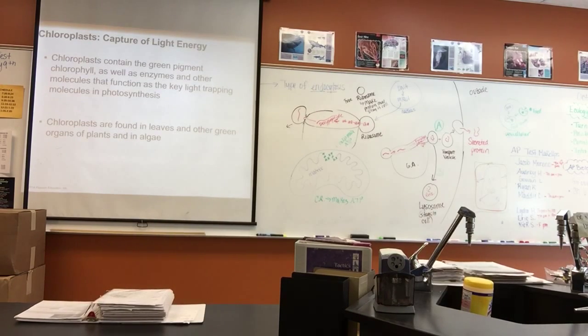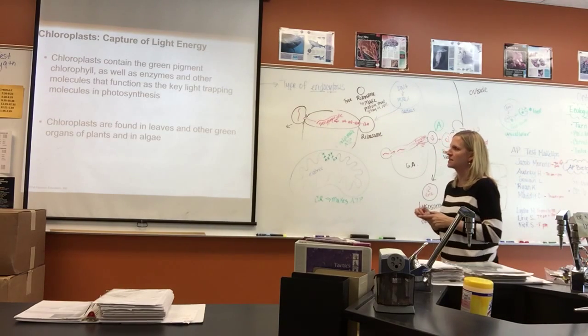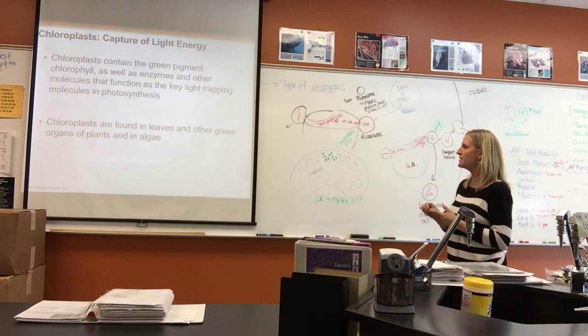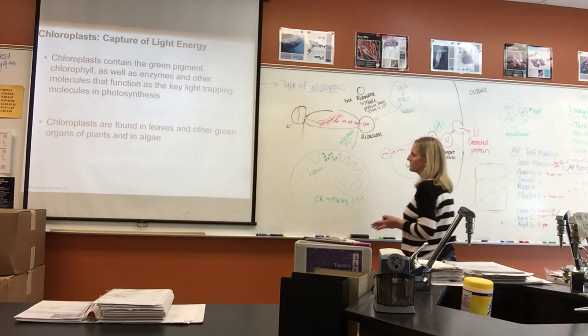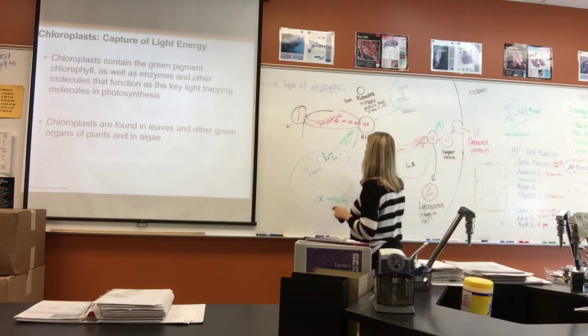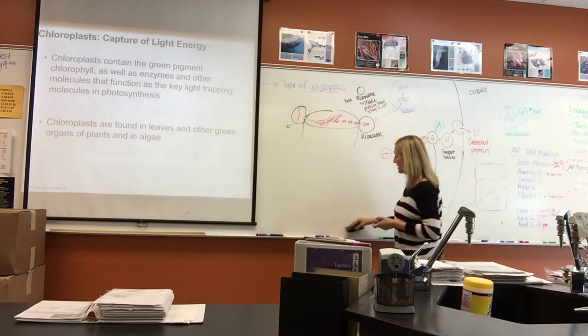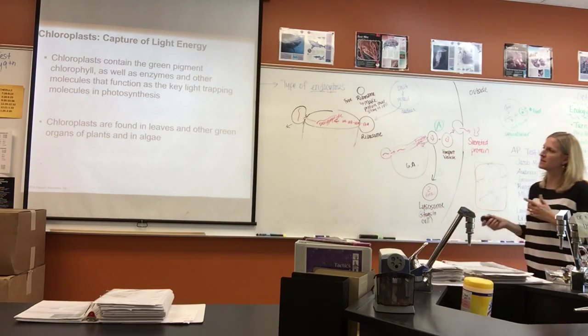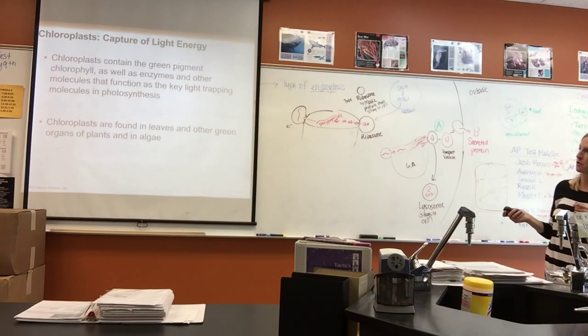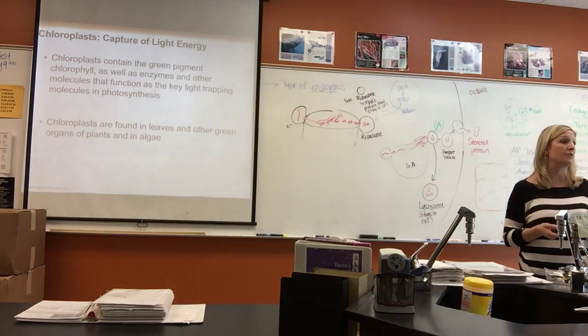So let's look at your chloroplast. Chloroplast, you've heard of chlorophyll, yes? All right, it contains the green pigment chlorophyll, as well as enzymes and other molecules that function as the key light-trapping molecules in photosynthesis. Chloroplasts are found in leaves and other green plants. And so, let's look at the structure of the chloroplast and see how it relates to its function, which is to go through photosynthesis.